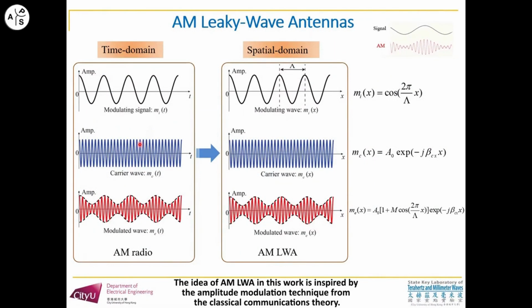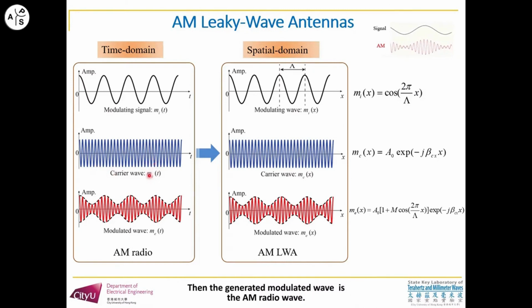The idea of amplitude-modulated antenna in this work is inspired by the amplitude modulation technique from the classical communication theory. It's well known that for AM radio, we first have a carrier wave, and its amplitude is proportional to a baseband signal. Then the generated modulated wave is the AM radio wave. Conventional AM radio is operating in the time domain, while amplitude-modulated antenna is in the spatial domain.